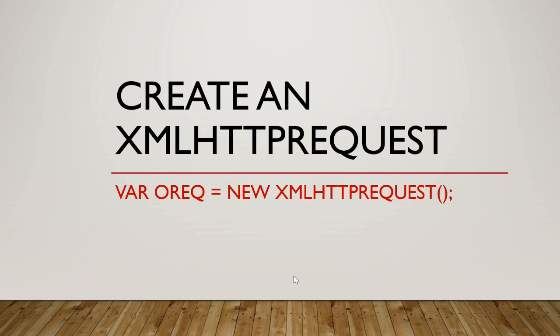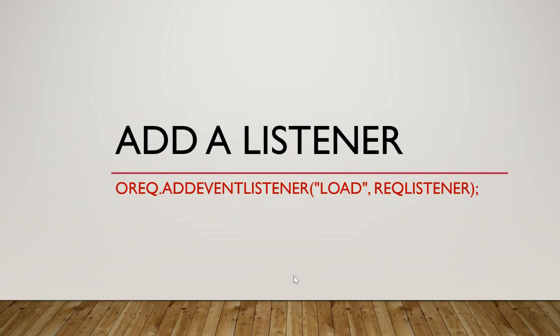This will create a new XML HTTP request for us, and then we add a listener. What will we do when the request is finished, or it is sent and the data is received? This is the listener that we need to add. It is called add event listener. On the object that we have created, we are calling this add event listener method, and the listener is on the load event. So when the request is loaded, when the data is loaded, we are going to call a request listener. That is a function, a method, which can be used to process our data.